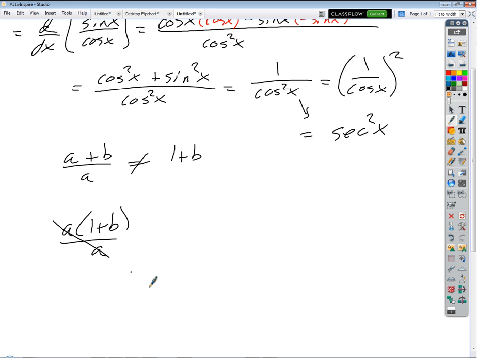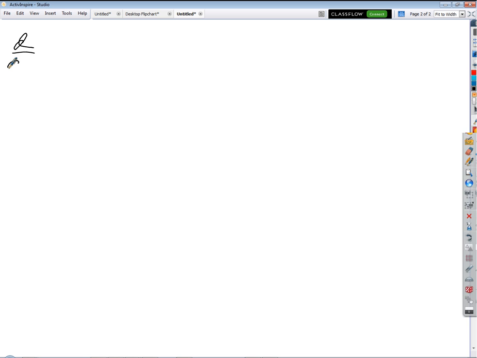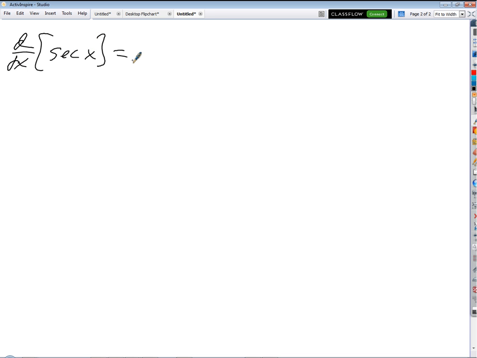So one more. Let's try doing secant. If we have the derivative with respect to x of secant x, what am I going to do? 1 over cosine. Good. So I'll write that in terms of sines and cosines. That's just 1 over cosine, isn't it? So I've got the derivative with respect to x of 1 over cosine x.